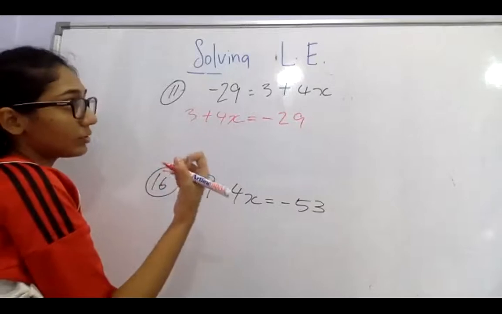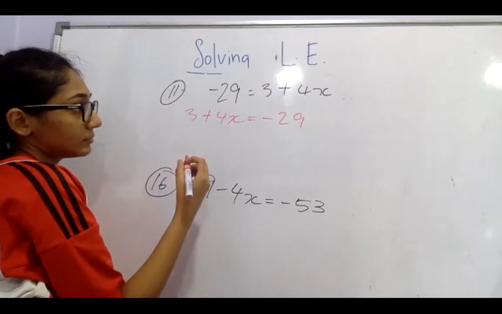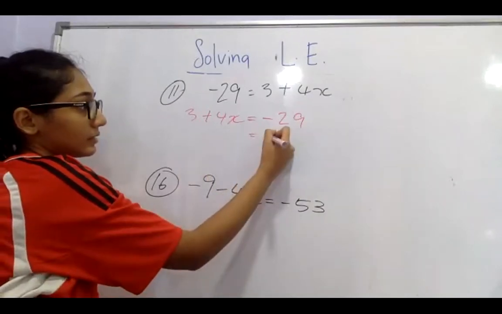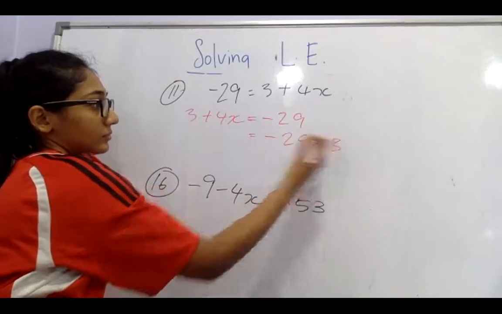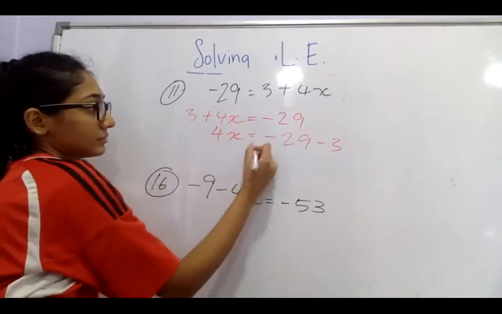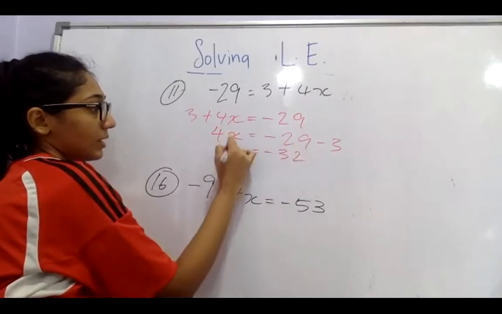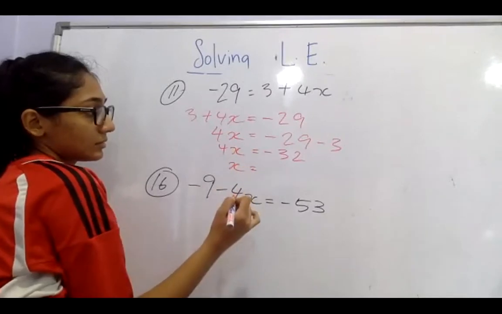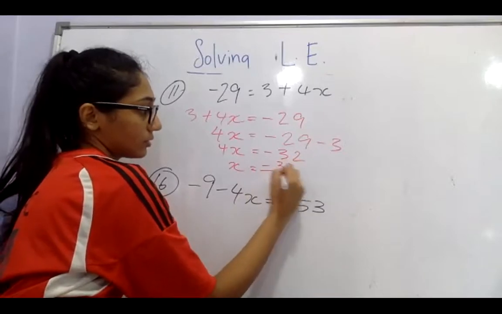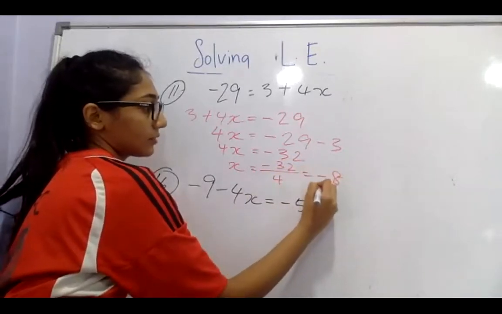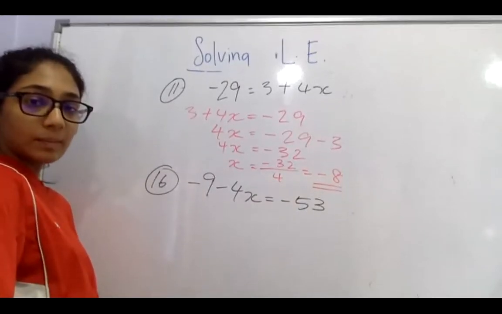Okay, Kurt, how to continue doing? You put the 3 and then you bring it to the next to the 29. So what do I get here? Negative 29 minus 3. Okay. Then you get negative 32. Okay, and then x equals to? 32 divided by 4 equals to 8. Divide by 4, which is negative 8. So x equals to negative 8.